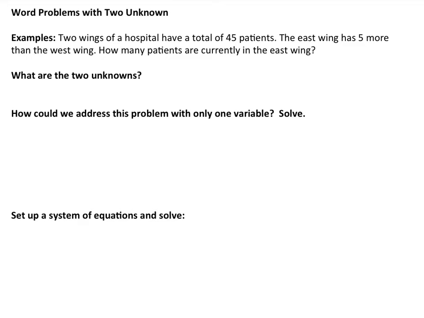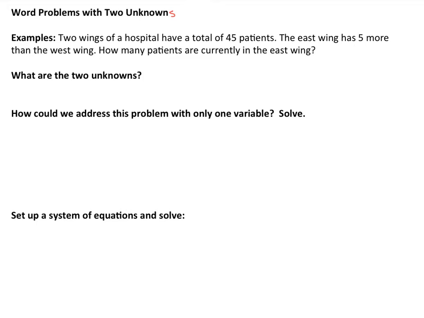In this problem, I'd like to go over how we can set up a system of linear equations to help us solve word problems that have two unknowns. So here we're given an example. Two wings of a hospital have a total of 45 patients. The east wing has 5 more than the west wing. How many patients are currently in the east wing?